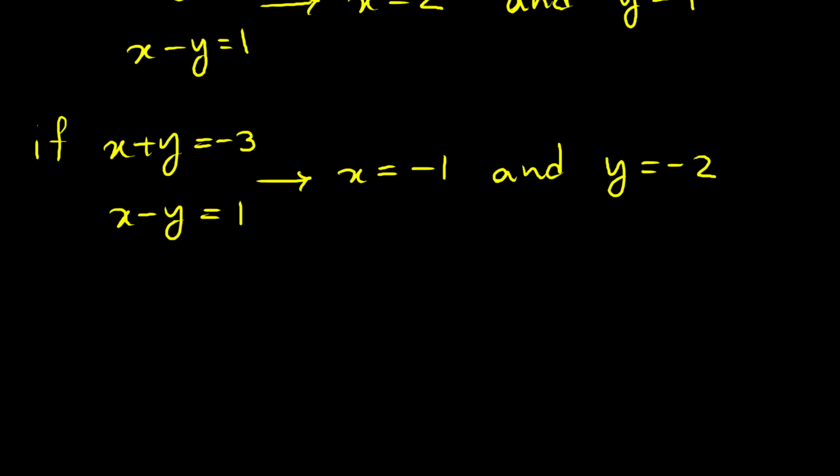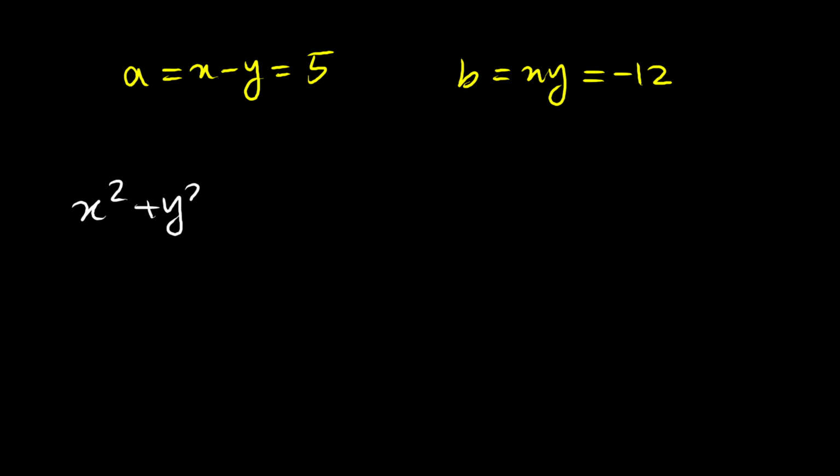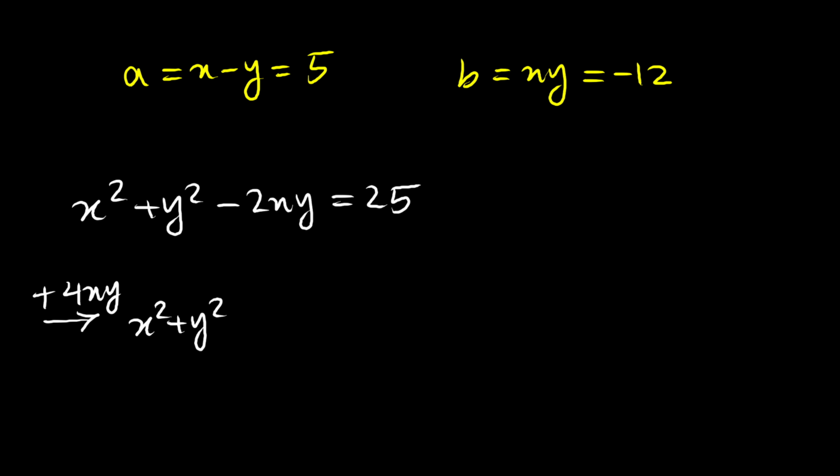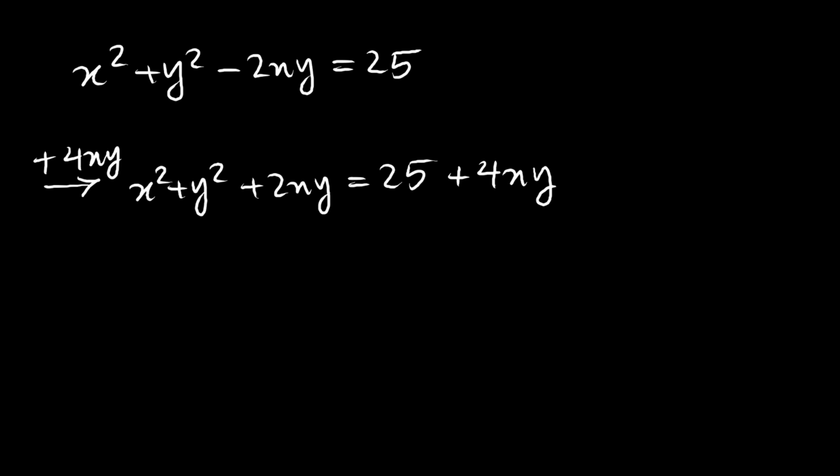So next, let's go ahead and talk about the second case, where a, which is x minus y, equals 5, and b, which is x times y, equals negative 12. So again, we need to solve for x plus y, and to do that, we need to square both sides of this. And if we do so, we're going to have x squared plus y squared minus 2xy equals 25. And then we need to add 4xy to both sides.